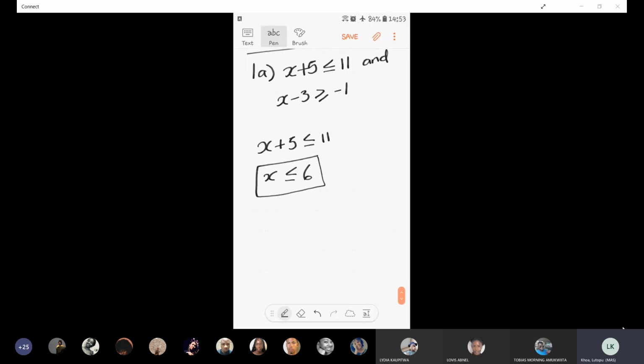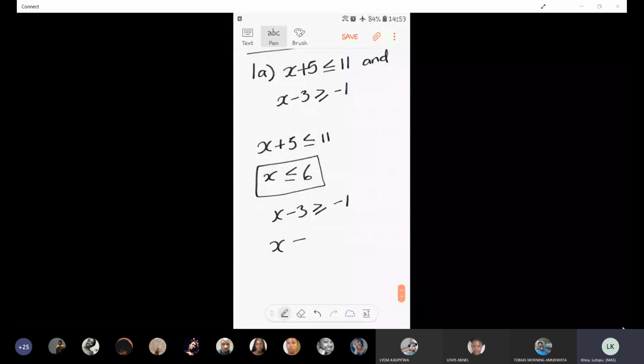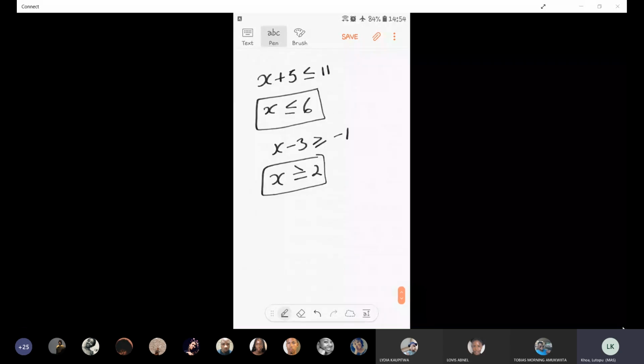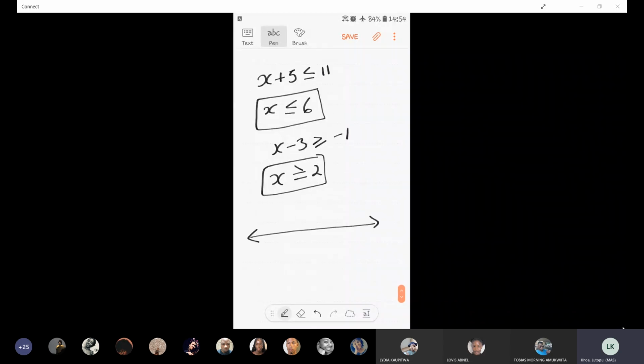Then the second one, I have x minus 3 greater than or equal to minus 1. I add 3 on both sides. Again, x is greater than or equal to 2. So here are my two solutions. Then I will plot them on the number line and put the numbers. I have 2, which comes before 6. And then at 2, my circle is shaded because I have greater than or equal to.